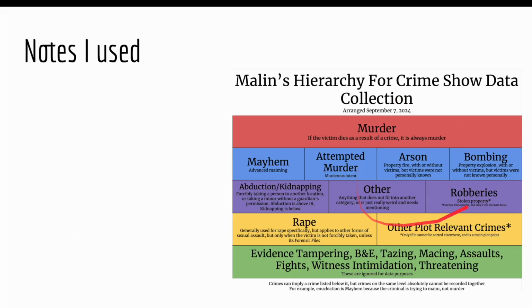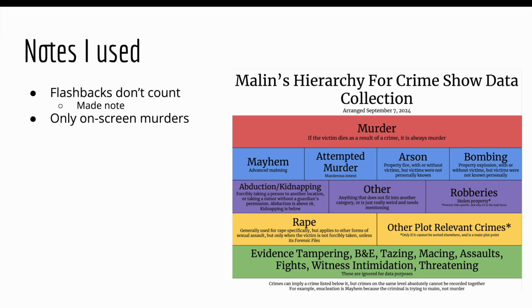This is the hierarchy that I use for all of my crime show data collections. It's pretty simple. Basically, the higher up a crime is, the more important it is. A crime can imply one below it, and ones in the same category can't really imply each other, so they can't be recorded together. A couple other notes: for all of Dexter, I don't include flashbacks. I don't think there were any flashbacks in Resurrection, so it didn't really come up, but I don't include them. However, I always made note of them.